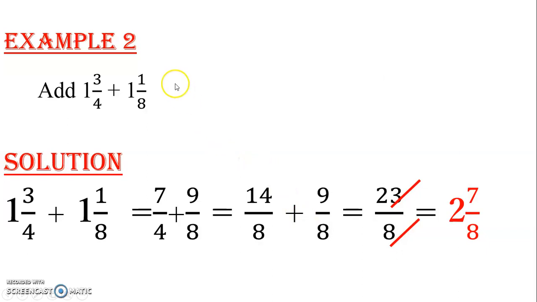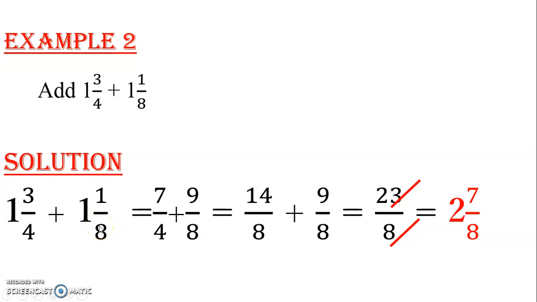Example 2. Add one whole number 3/4 plus one whole number 1/8. Now earlier I asked you to get a pen and a paper because we'll be solving this along with me. Okay, let's go. Solution. So one whole number 3/4 plus one whole number 1/8.